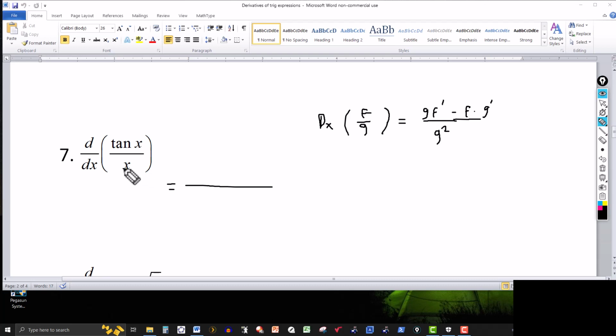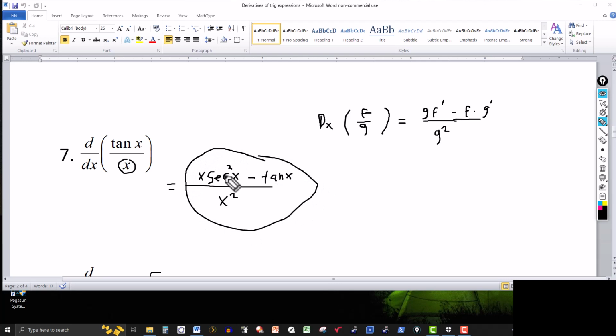the denominator is x, so that'll just be x squared here, and then it's x, the denominator, times the derivative of the numerator. Derivative of tangent is secant squared of x. And then it's minus the numerator, which is tangent of x, times the derivative of the denominator. The derivative of x is 1. So that's going to stay tangent of x. So that's what you get for this one. Again, using the quotient rule here.